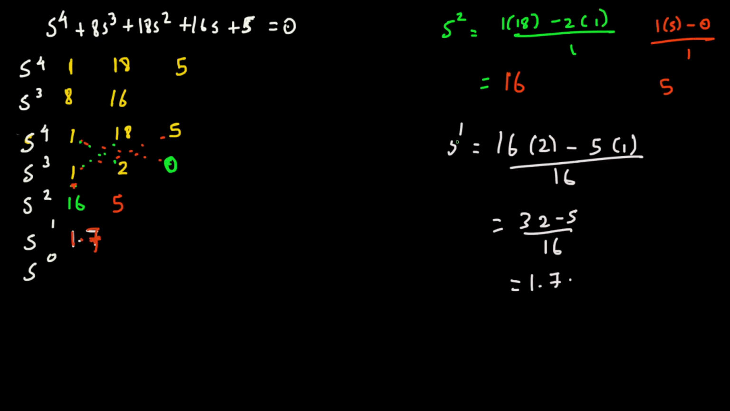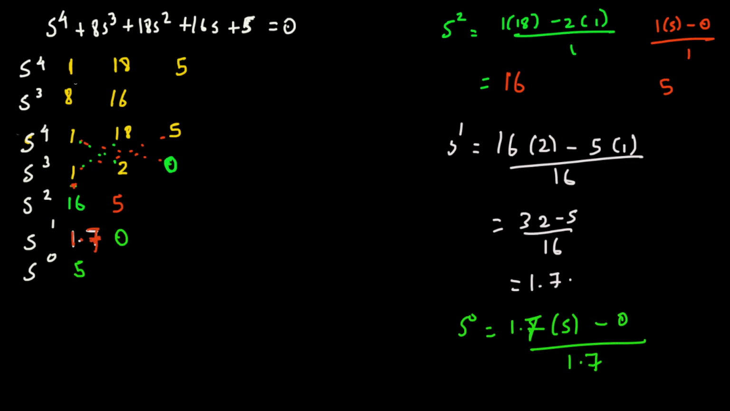To calculate this one, we have to assume the next entry as 0. Again, same thing: s^0 is 1.7 times 5, and then 0 times 16, which is 0, divided by 1.7. Here you can see 1.7 and 1.7 cancel, so we end up getting 5 here. So that is what we have to do.